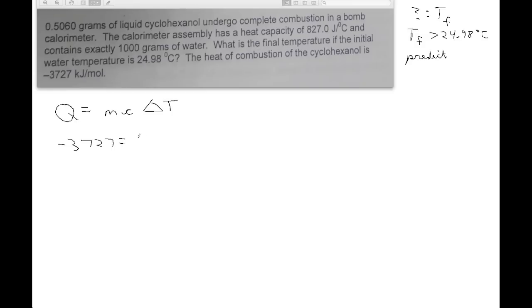times the change in temperature, which would be TF minus 24.98, plus capital C delta T, where the capital C is the heat capacity of the calorimeter, and that is equal to 827 times the same change in temperature, TF minus 24.98. So now you can distribute and multiply.